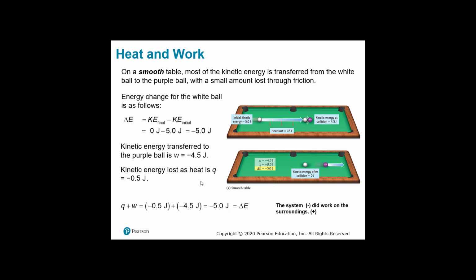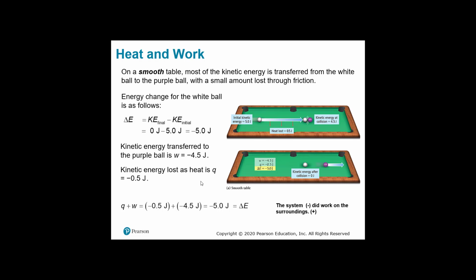So let's take a look at two examples. On a smooth table, most of the kinetic energy is transferred from the white ball to the purple ball. This is a smooth felt table with a small amount of loss through friction. So if you start at 5.0 joules, and we look at initial minus final, the initial is 0 because the ball is at a complete stop now. So it is negative 5.0 joules. That's correct, right? Because it lost energy to the surroundings. So it should be negative, and the magnitude of it is 5.0.